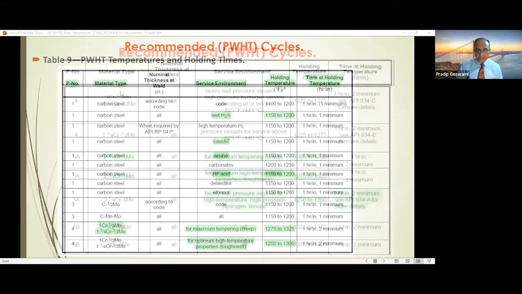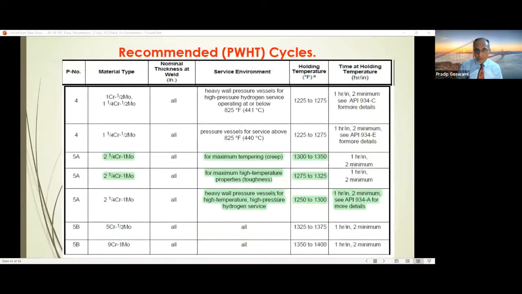And for one chrome, as well as two and a quarter chrome, one moly, and for these steels, generally speaking, these are the recommended holding temperatures. Now, it may happen that these temperatures definitely would be more than ASME or the specified design and fabrication code. So the question may come, which to follow, ASME or API? Well, API, as I said before, is exclusive to oil and gas industries. So if the application is for the oil and gas industry, basically the recommendation of API 582 should be in place. And that's the post-weld heat treatment temperature one has to follow.